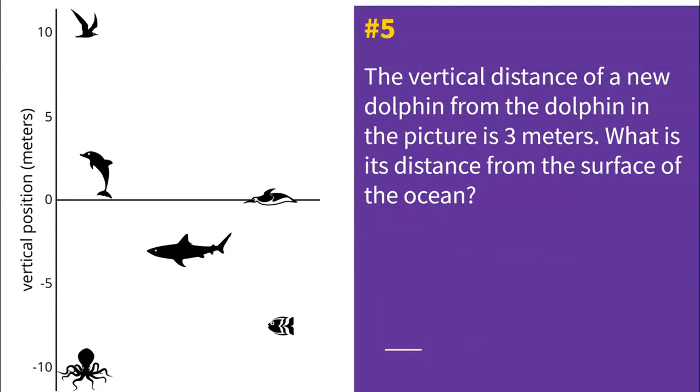Okay, last question. Number 5, the vertical distance of a new dolphin from the dolphin in the picture is 3 meters. What is its distance from the surface of the ocean? So if I add another dolphin onto this picture, which is 3 meters away from the dolphin already on the picture, how far from the surface of the ocean will it be? Write your answer down. Pause the video to do that.